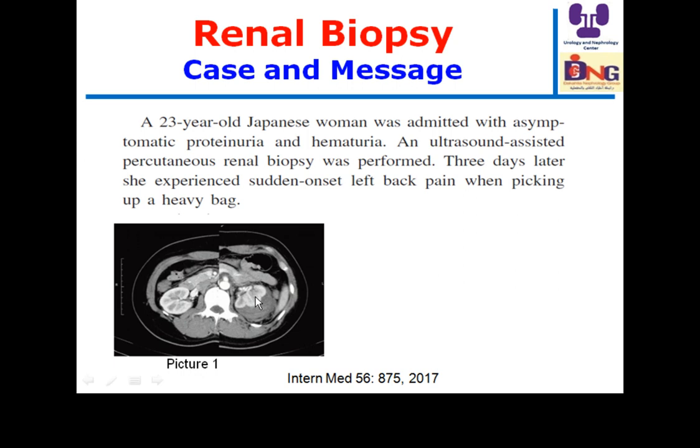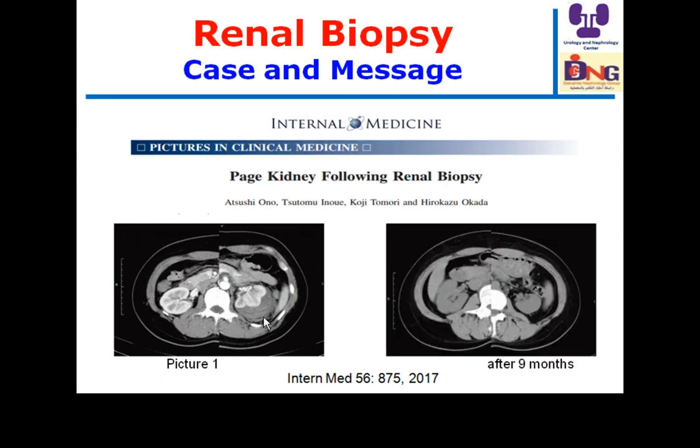So this is CT scan with contrast. As you see, the kidney here is fine, but there is a big hematoma in this kidney, and the patient was managed conservatively. After 9 months, as you see, the kidney here is atrophic. So this is a Page kidney, and Page kidney, this is the old terminology describing the compression of the kidney by a collection like hematoma, and it was usually described in traumatic kidney injury, but here this is after kidney biopsy. So the main message is to handle the case of biopsy in a proper manner.